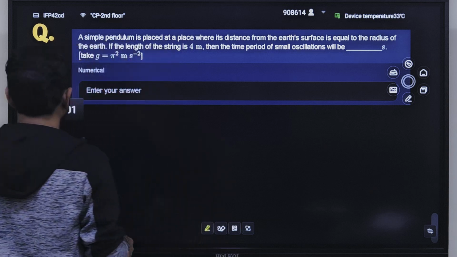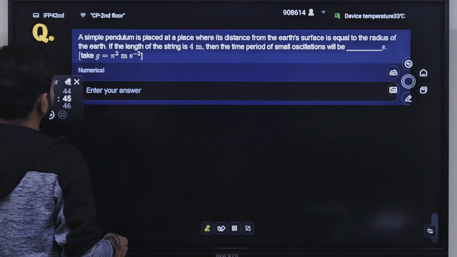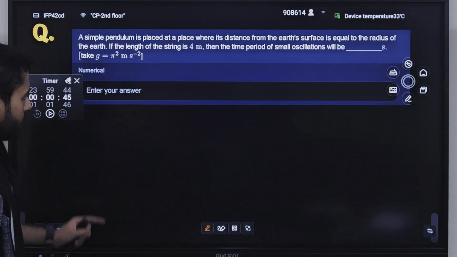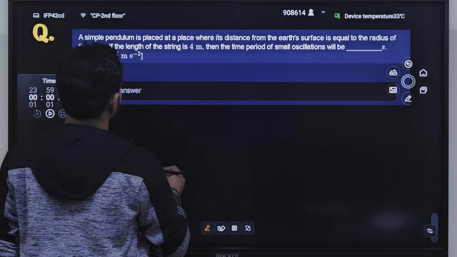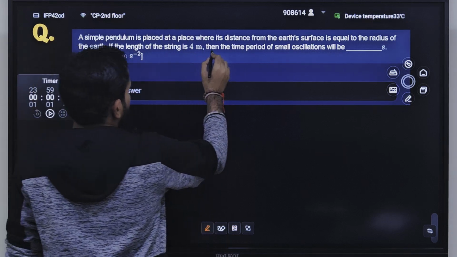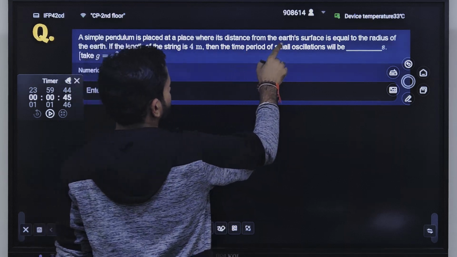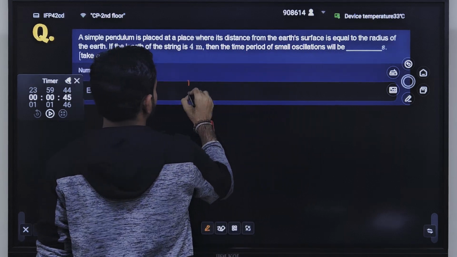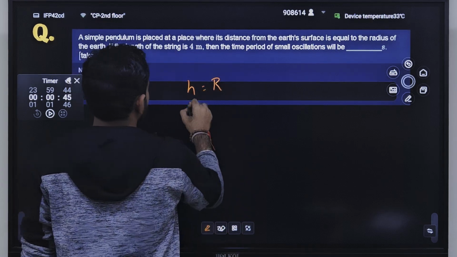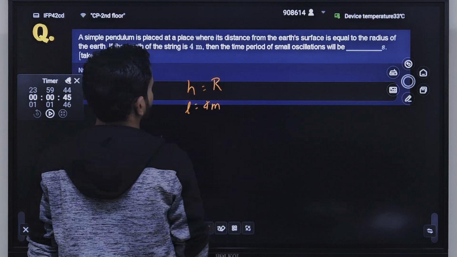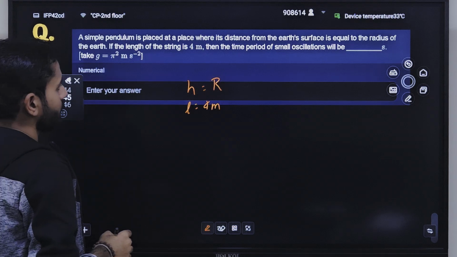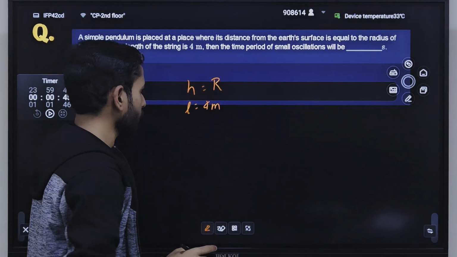Let's see how to solve this question. I hope that you are solving this question. If still not, then stop the video, pause the video, and then solve this question. See what is given here. A simple pendulum is placed at a distance where its distance from the Earth's surface, that means height, is equal to the radius of Earth. It is given. The length of the string is given equal to 4 meters. Then the time period of the small oscillations will be how many seconds at that position.